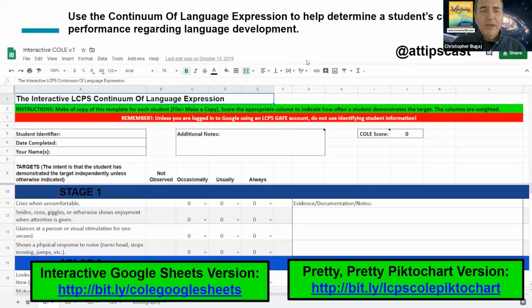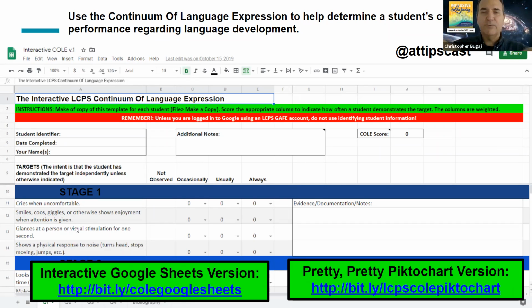Cool. What you're looking at in this particular slide is the COLE, the Continuum of Language Expression. It is just a Google sheet that a handful of colleagues and I put together. We looked at a bunch of different early language assessments, charts, and books, and we made this our own little tool about early language development, which breaks early language development down into stages over here.